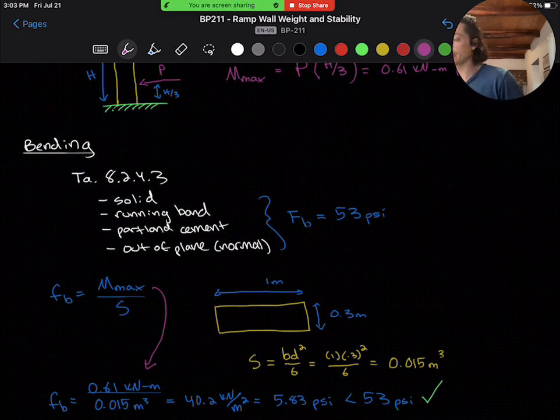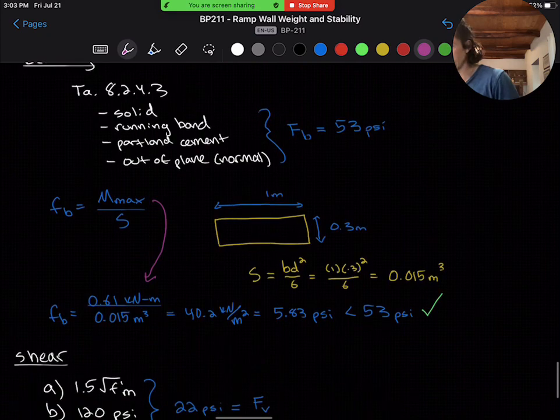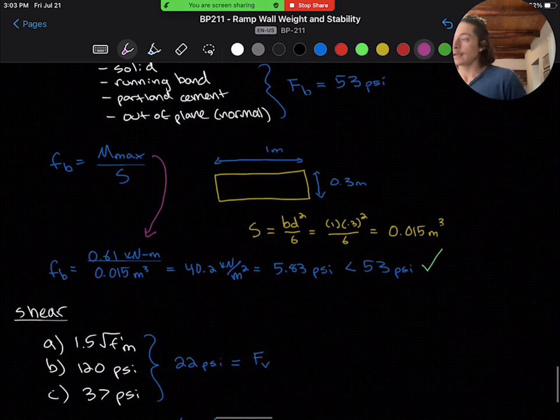And then our next check, we'll check the worst case of our applicable conditions A through C for shear. And this will be condition A at 22 psi for our F_v value. And remember, for a rectangular section, the shear stress is 1.5 V over A. So we'll plug in our variables to calculate 10.2 psi.